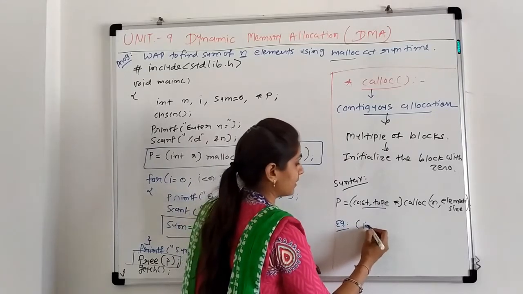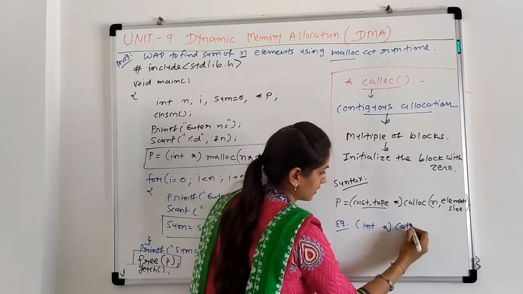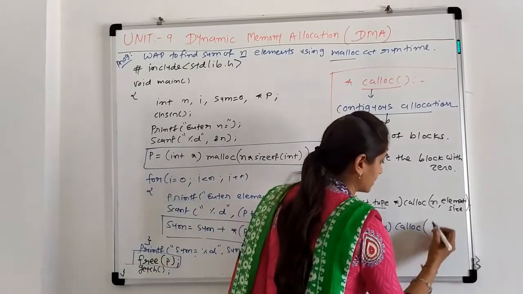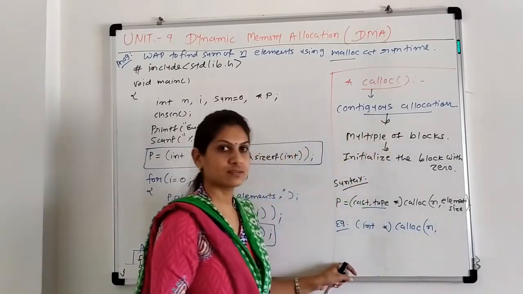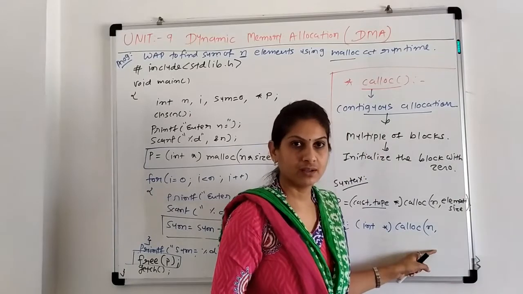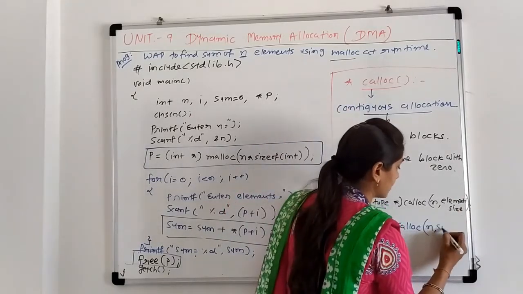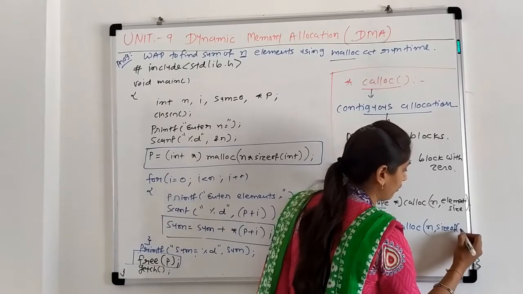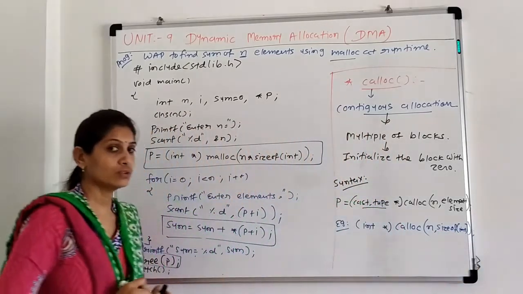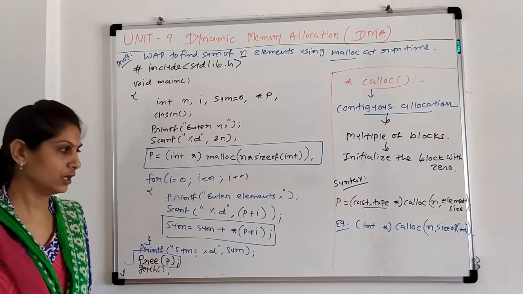So the example is, suppose the cast type is the same as the data type. So here we are writing int, then star. The function is calloc, so here we are writing calloc. Now two parameters: first is n always, then comma, element size, that is integer, float or character. So element size is nothing but the size of integer. Clear? So this is the syntax for using the calloc function for memory allocation.